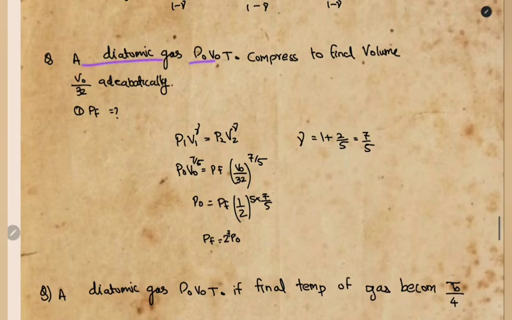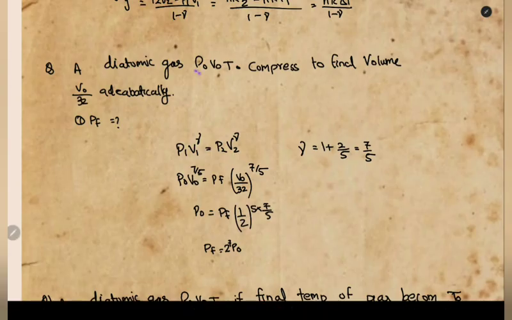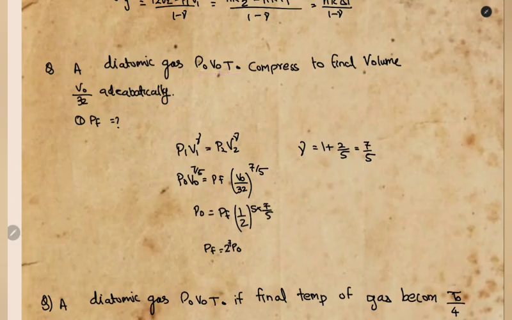So a diatomic gas P naught V naught T naught is compressed to a final volume V naught by 32 adiabatically. PF will be equal to... So a diatomic gas, right? So this question is a pretty simple question. P naught V naught T naught compressed to final volume V naught by 32 adiabatically.